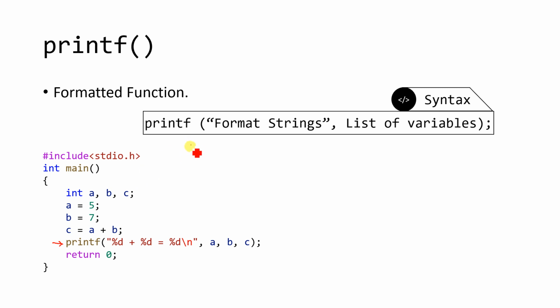If the first number is 5 and the second number is 7 that I want to add, then I want to display the output something like this: 5 plus 7 is equal to 12. So the output window should show the output something like this. For that, I have written the printf statement like this.